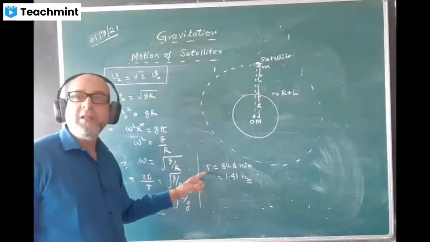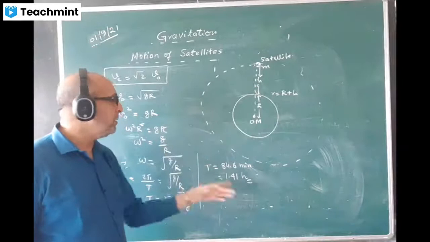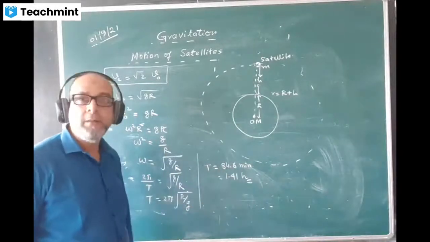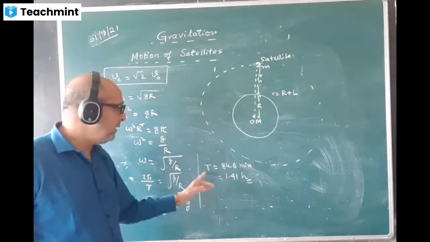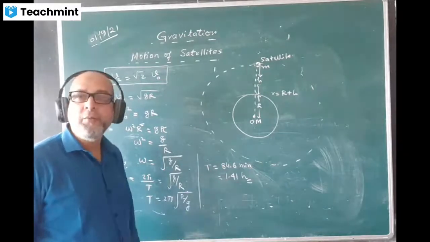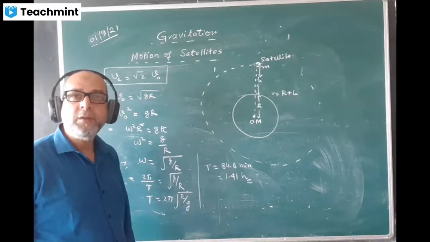So such a satellite will take how much time to complete one revolution around the Earth? This much, 84.6 minutes, which is nearly 1.41 hours.